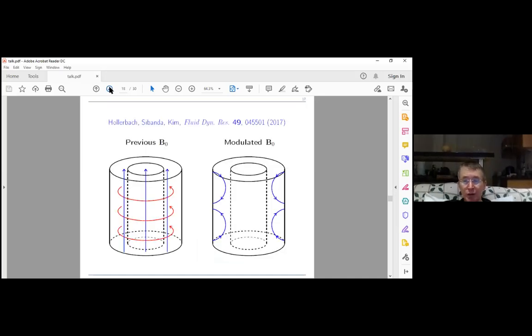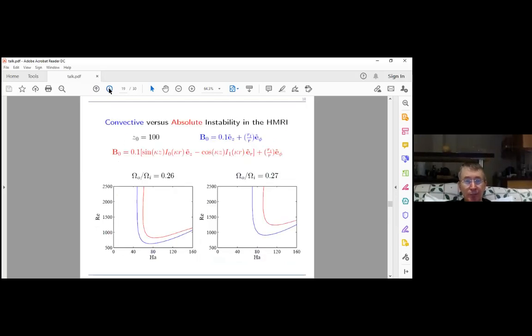Well, I'm running out of time, so let me skip all this absolute versus convective instability stuff. This is the paper anyway, if you want to read about that stuff.